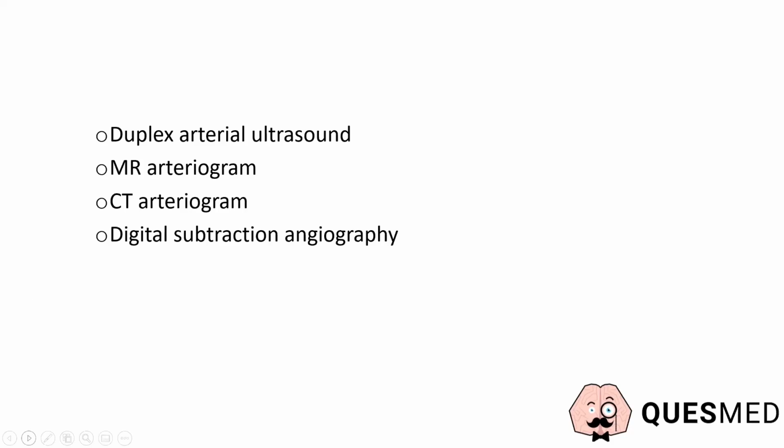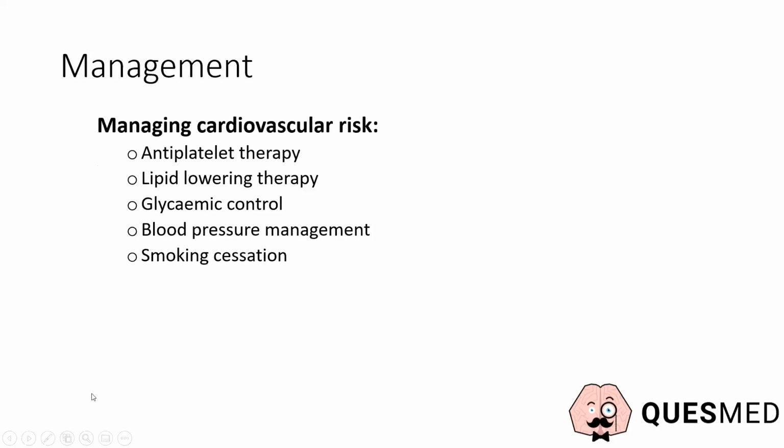You also want to counsel the patient on managing their cardiovascular risks. So next slide. Again, you want to get them started on antiplatelet therapy, so clopidogrel, 75 milligrams once a day. You can give them aspirin if they don't tolerate clopidogrel. You want to give them a lipid-lowering therapy, so for example, atorvastatin, 80 milligrams once at night.